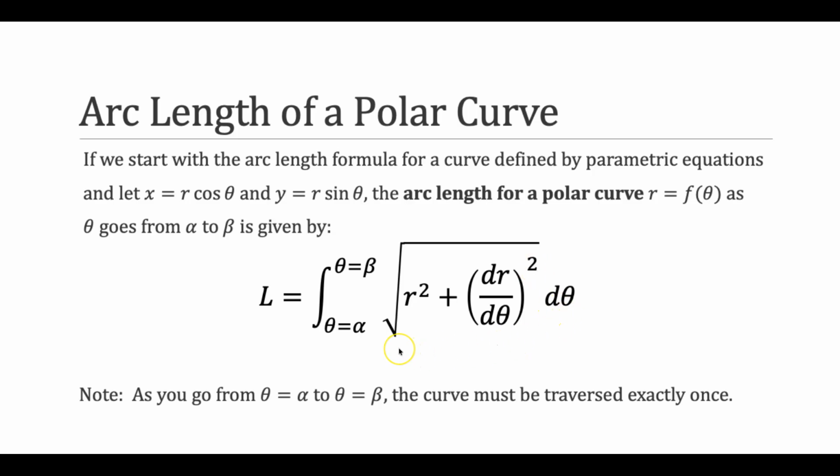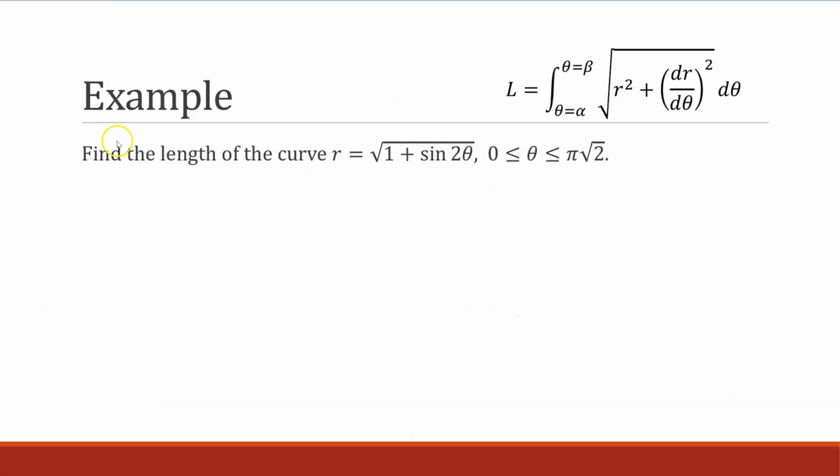And it's an interesting little proof that I would encourage you to work through, where you start with the formula for a curve defined by parametric equations and make your substitutions for x and y and differentiate with respect to theta, and you'll see some identities pop out and you will arrive at this formula. Note that as you go from theta equals alpha to theta equals beta, the curve must be traversed exactly one time. Let's jump into an example.